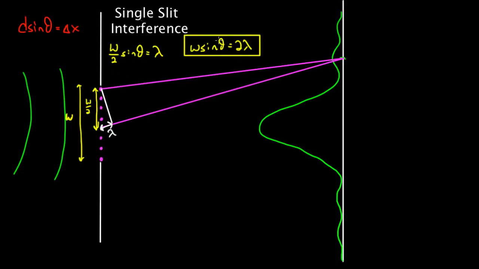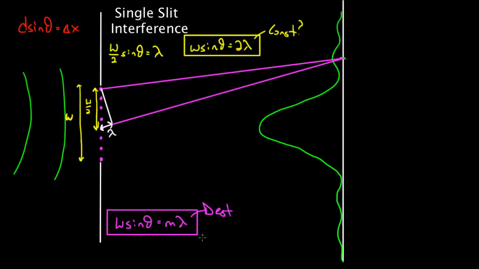Now, I'm already confused. What? W sine theta equals 2 lambda, constructive? We already proved this is a destructive point. Remember, our relationship for the destructive points that we derived was w sine theta equals m lambda, as long as m is not 0, but 1, 2, 3, 4, 5. These are giving destructive, for any m equals 1, 2, and they could even be negative if you want to consider down here. Any integer. It looks like we've just proved these are constructive. How are these constructive? Well, they're not really. They kind of are, but watch what happens.